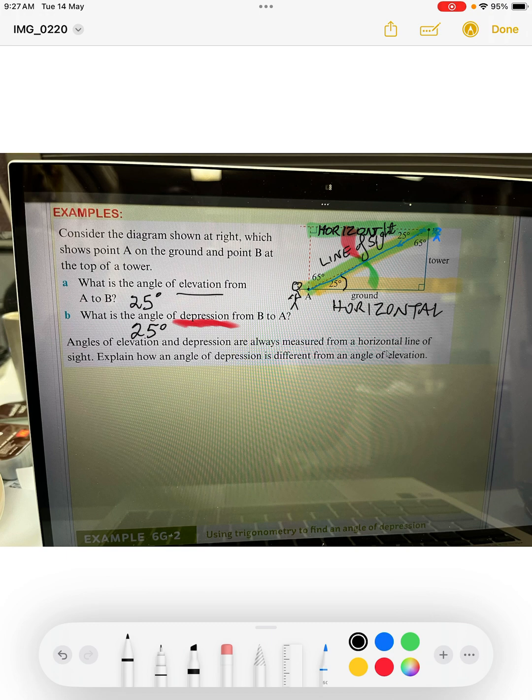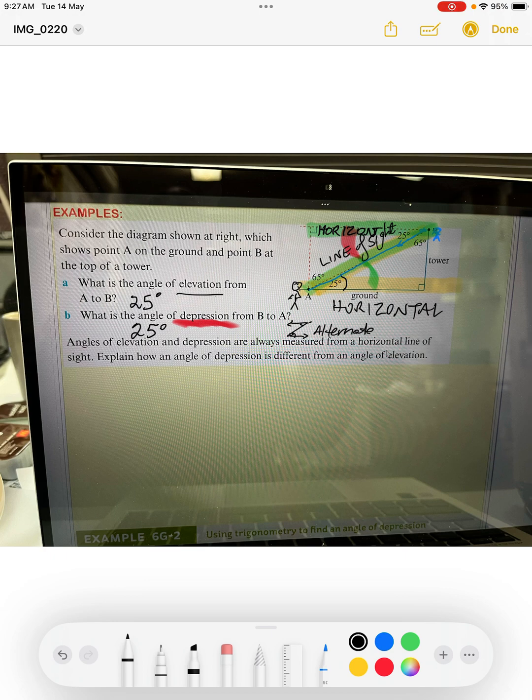You will see the Z rule. If you see the Z rule, alternate angles are equal. So they're both 25 degrees. And so they're both the same. So whether you're standing down here looking up or standing up here looking down, the angle of elevation and angle of depression are both 25 degrees.